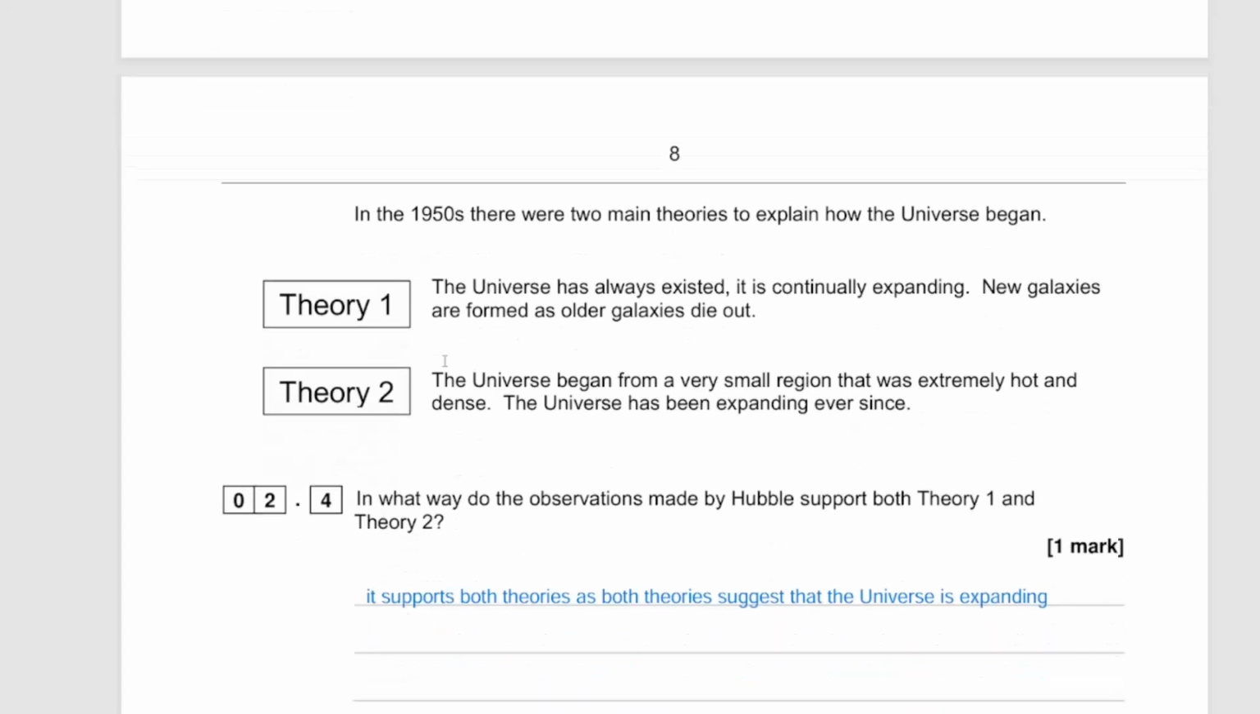And then for question 2.4, we're asked in what way did the observations made by Hubble support both Theory 1 and Theory 2? And the observations made by Hubble support both theories, as both theories suggest the universe is expanding.